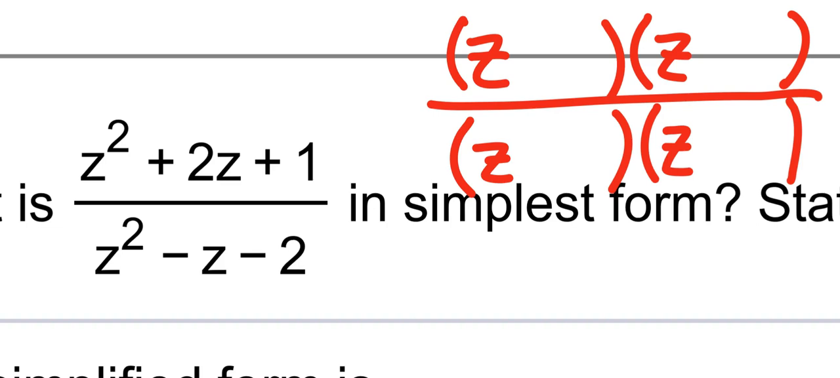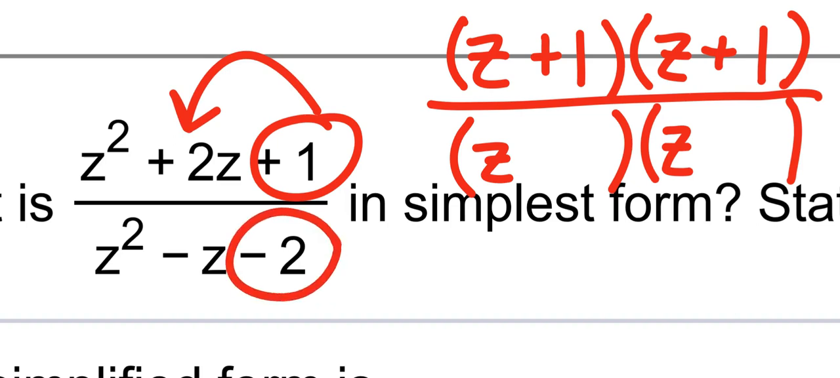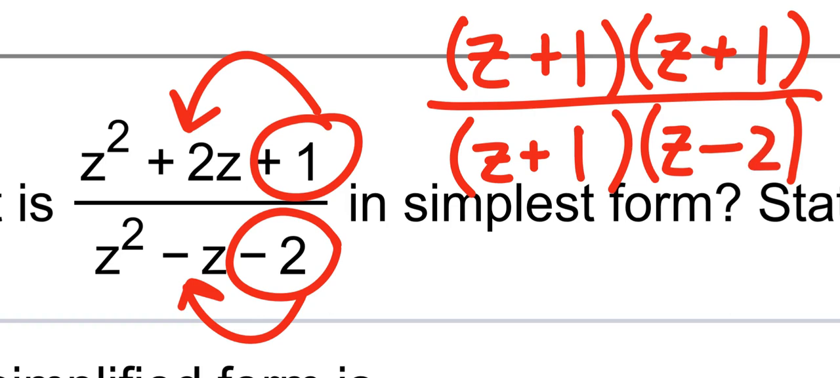Z plus 1, z plus 1 on the top. I like it. You needed numbers that multiply together to give you 1, but added up to 2. Now we need numbers that multiply together to give me negative 2. That can only happen if one's positive and one's negative, and they have to add up to negative 1. Multiply together to give me positive 1 and negative 2.